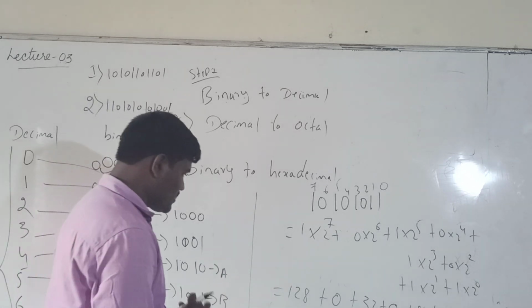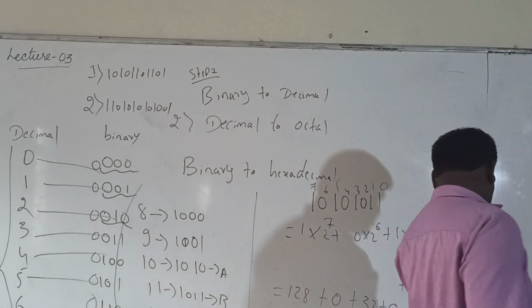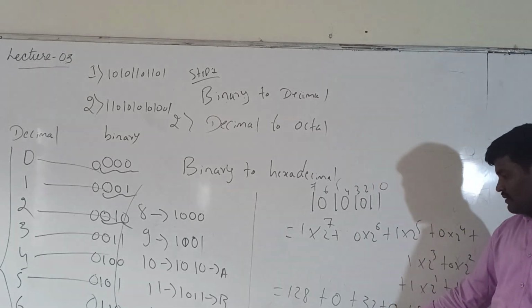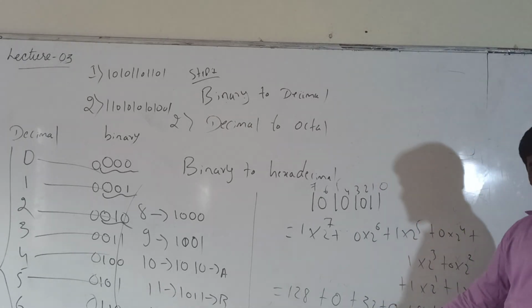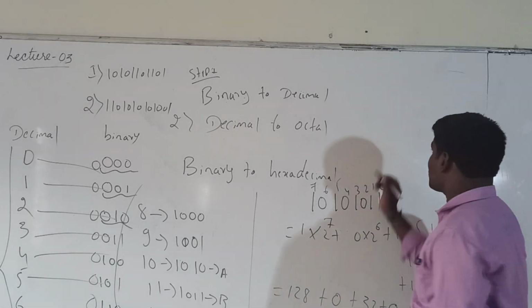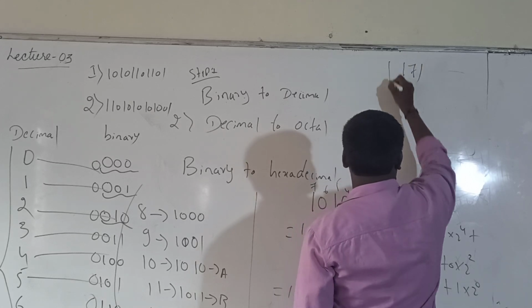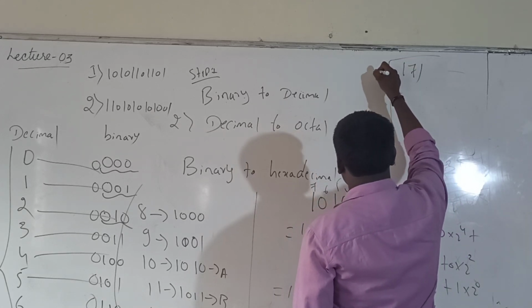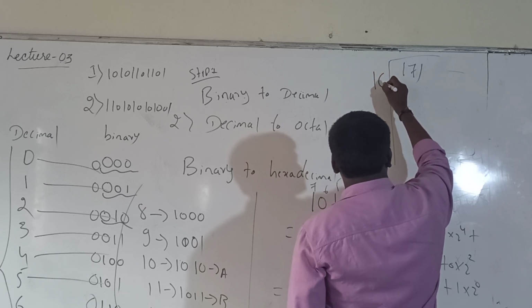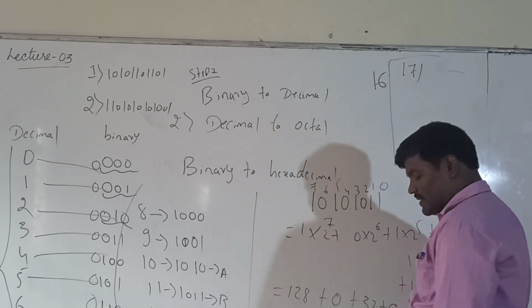Once again, add 128 plus 2 is 130. 130 plus 40 is 170, plus 1 is 171. So now you have to convert this 171 to the hexadecimal. Hexadecimal means you can take the number as 16.